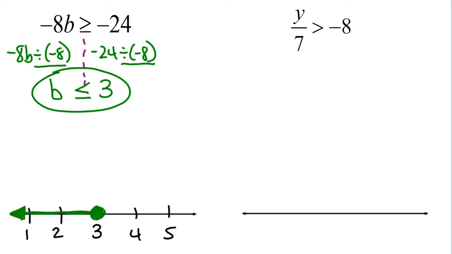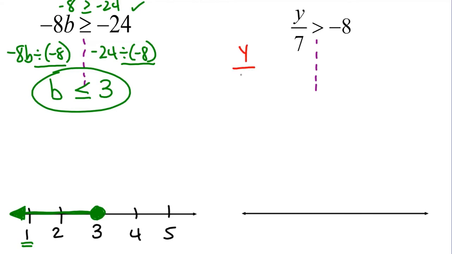And then again, I'm just going to pick a number that should be a solution. 1 is easy. So -8 times 1 is -8. -8 is greater than -24. So that checks out. So I know I shaded at least the right way there, so it seems my solution is correct. Last one, y divided by 7 is greater than -8.